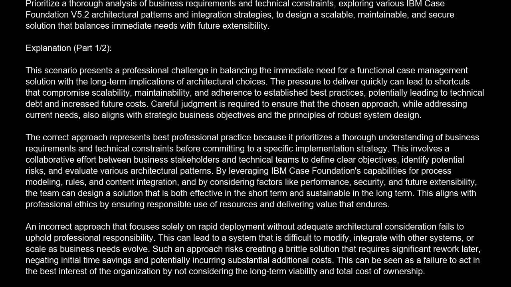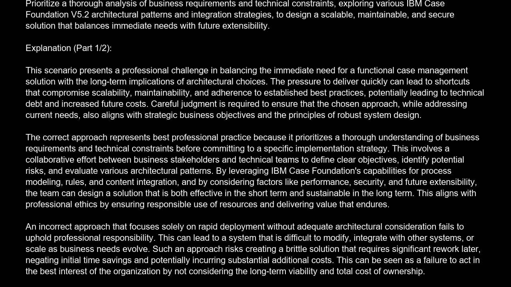The correct answer is A. Prioritize a thorough analysis of business requirements and technical constraints, exploring various IBM Case Foundation v5.2 architectural patterns and integration strategies to design a scalable, maintainable, and secure solution that balances immediate needs with future extensibility.